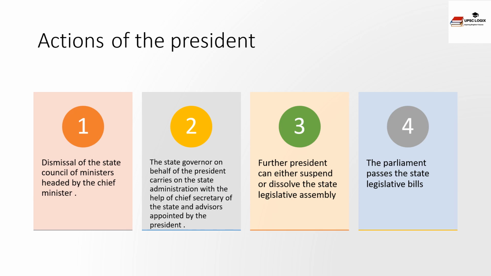Let us have a look at the actions of the president during the president's rule. Number one is that he dismisses the state council of ministers that is headed by the chief minister. Number two is that the state governor on behalf of the president carries out the state administration with the help of the chief secretary and the advisors appointed by the president. Number three is that the president can either suspend or dissolve the state legislative assembly. And number four is that the parliament passes the state legislative bills, so the power to pass all the state legislative bills falls with the parliament for the given state.